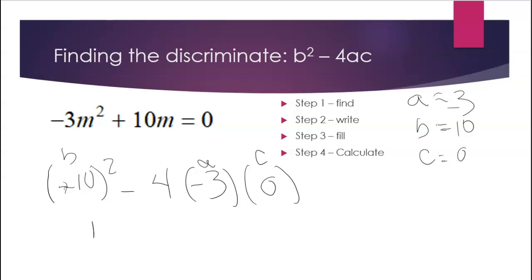10 squared is 100 minus 4 times negative 3 is negative 12. Negative 12 times 0 is 0. 100 minus 0 is 100. The discriminant to this quadratic equation is 100. And sometimes the discriminant is a negative too, but we'll see that when we do our practice. Ready to do some practice on the discriminant? Perfect. Great.